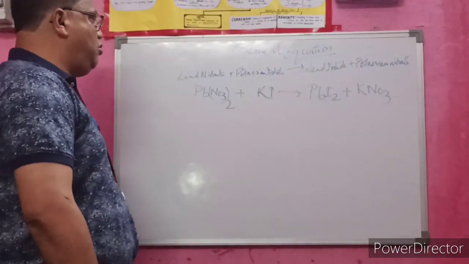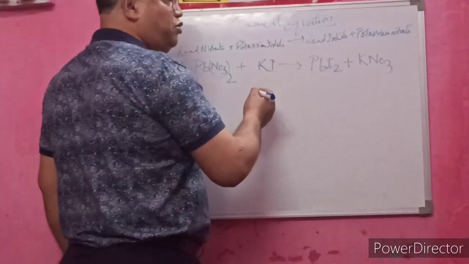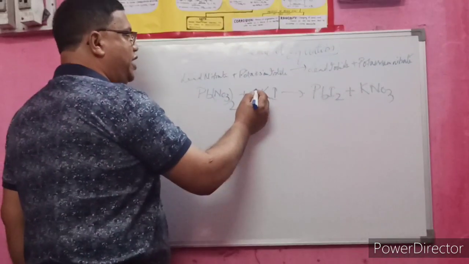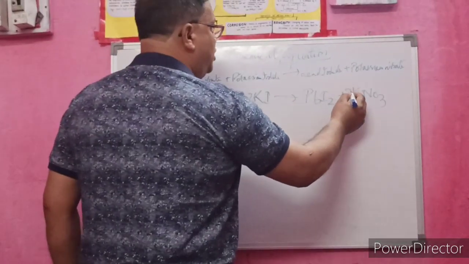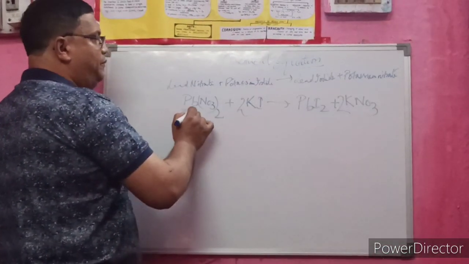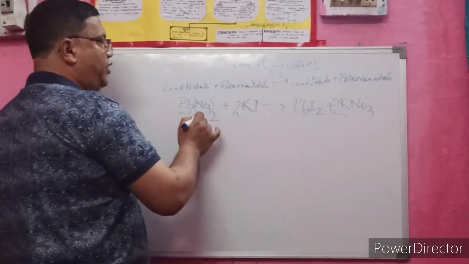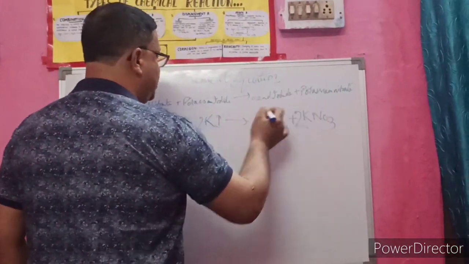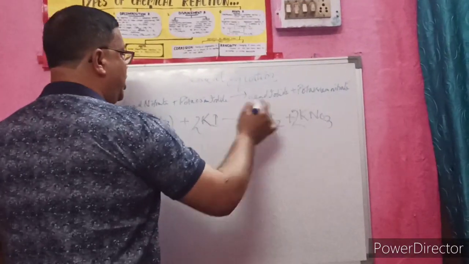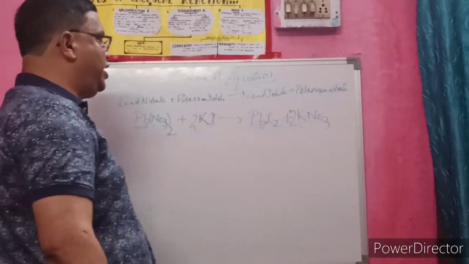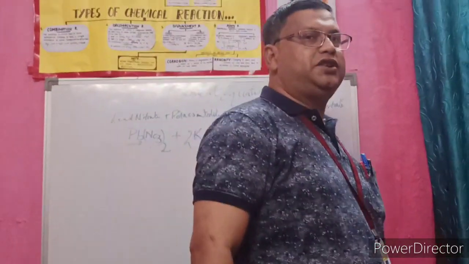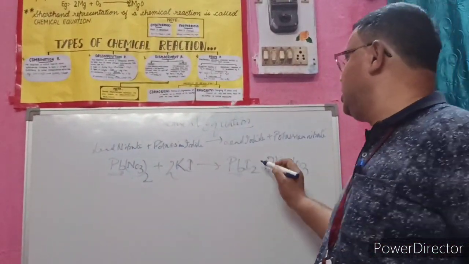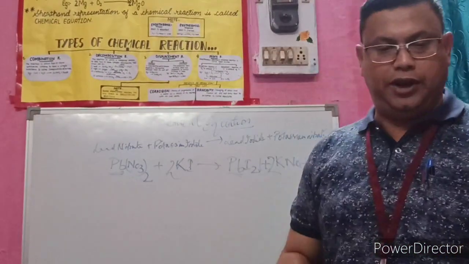Now we have to balance the reaction. If you write here 2, it will form. You see here 1 Pb, nitrate NO3 with 2 as the suffix, 2 K, 2 I. So lead nitrate plus potassium iodide gives lead iodide, a yellow precipitate of lead iodide.